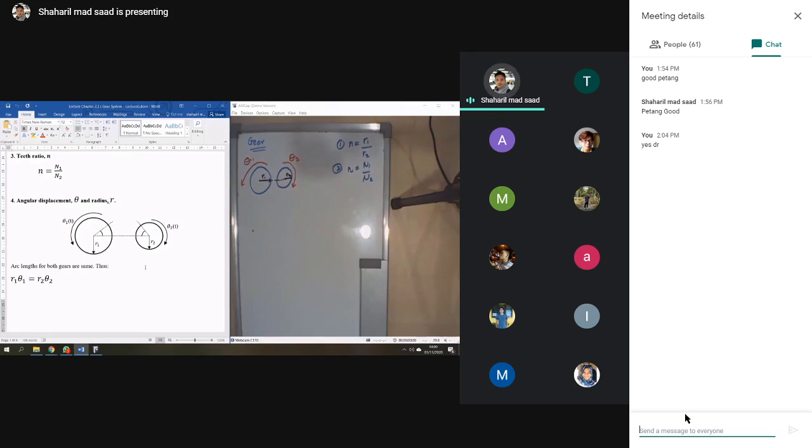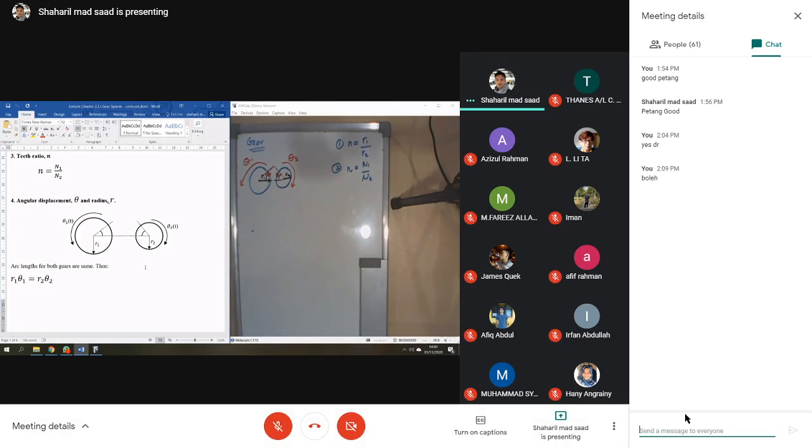If you look at this one, when your gear rotates at a certain angle, it will give you the same angle, for example this angle, theta. I hope that you can see. Boleh nampak? You need to zoom out, use the power of your eyes.